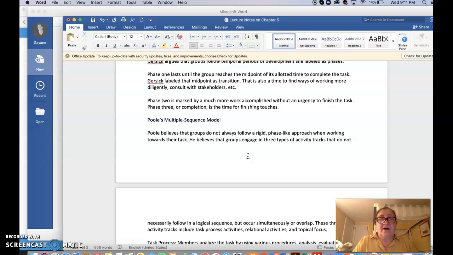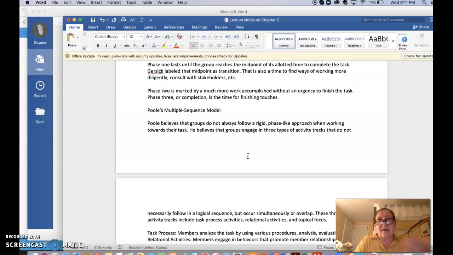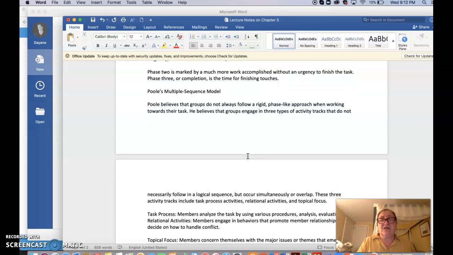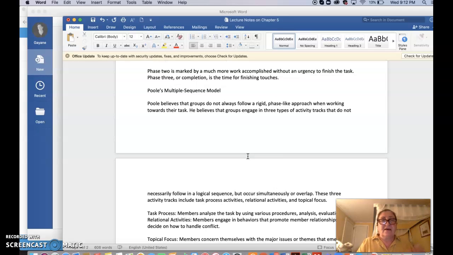Phase 2 is marked by a little more work done without the urgency of finishing. So this could be the second part of the semester. Of course, not all semesters are alike, but not the finals. So it's not the final push. It is a lot more work because there is momentum already. You've gained momentum. So the third phase, completion, is the time for finishing touches on your project, on the task, and that's the natural end of the group's work.